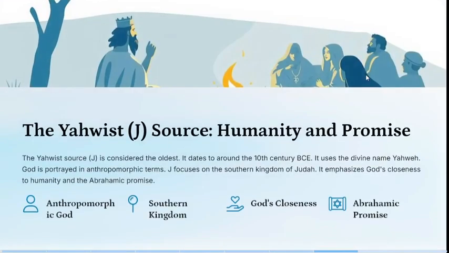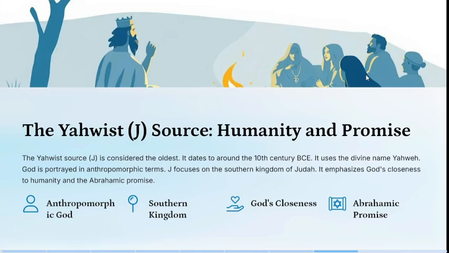Okay, the J source, which happens to be the Yahweh source, has humanity and promise. Now, the Yahweh source is considered the oldest because it dates back to around the 10th century BC, and it also uses the divine name Yahweh for God, which is portrayed in anthropomorphic terms. And this J source focuses on the southern kingdom of Judah, and it also emphasizes God's closeness to humanity and the Abrahamic promise.